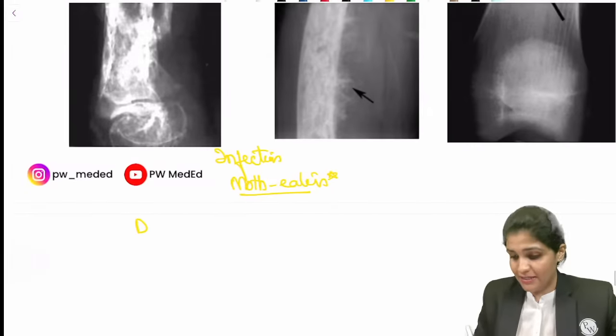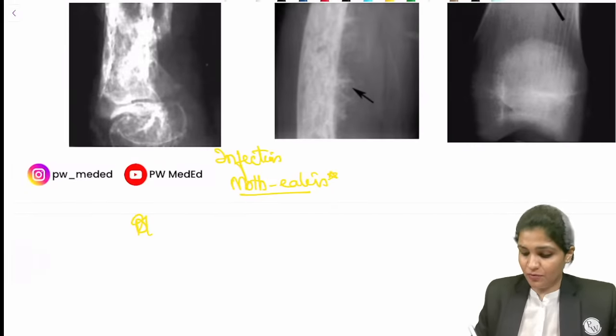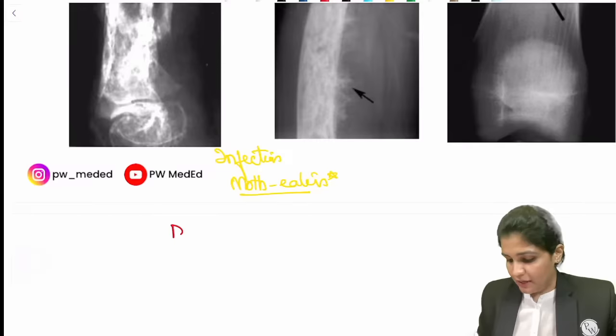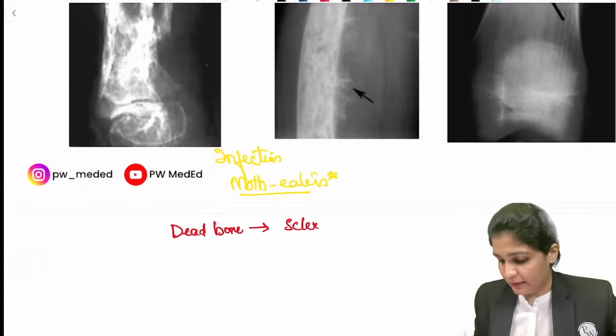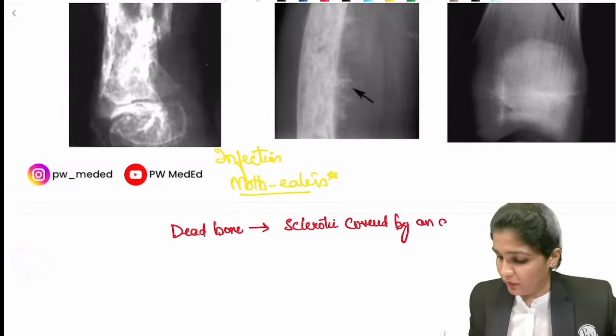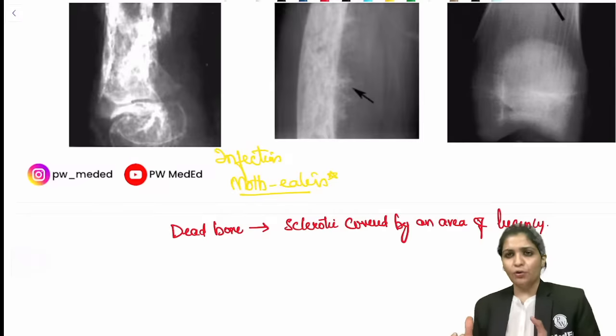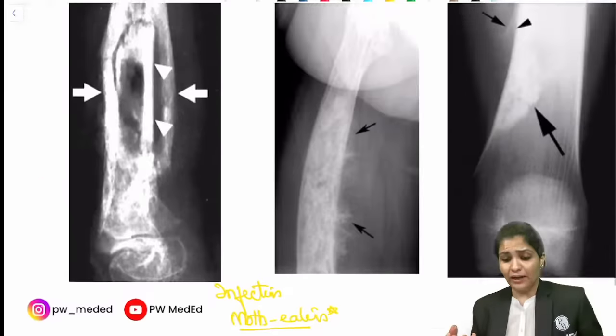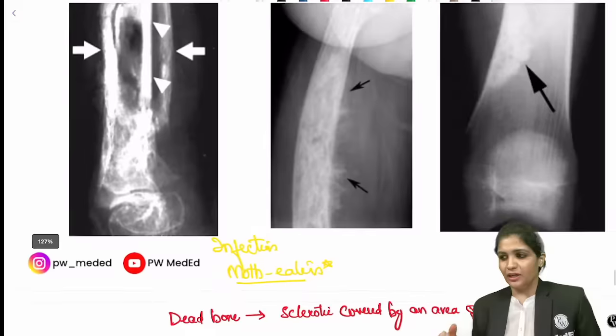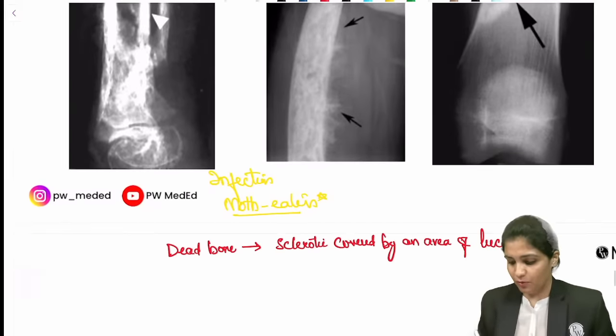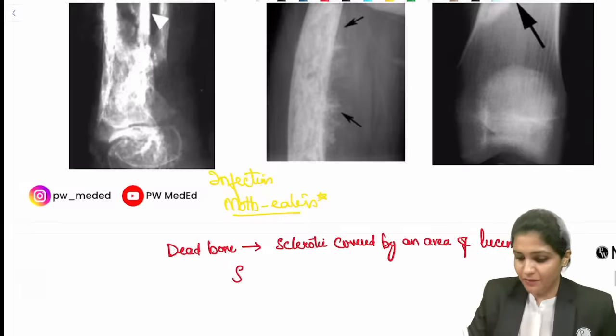What is this dead bone called? This is important, again, in terms of your entrance. So dead bone, which is sclerotic, covered by an area of lucency. So why is it dead, why is it sclerotic? Usually when there is a bone, it is sclerotic, means it is healthy, no? So usually bone is white in color. So here it is also white in color, but why are you telling it is a dead bone? That should be your question. So why am I calling it a dead bone? And there is a specific term given to this.